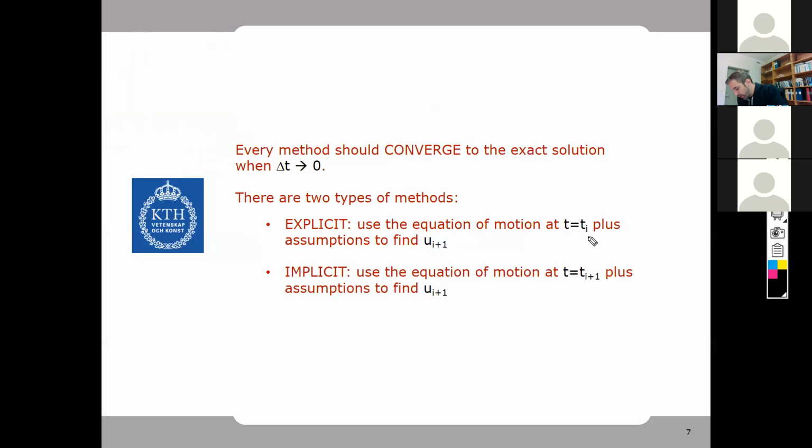So, using the equation of motion at the point that we had already calculated, plus some assumptions, we arrive at a new point.